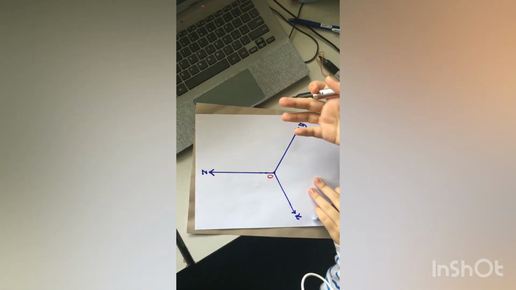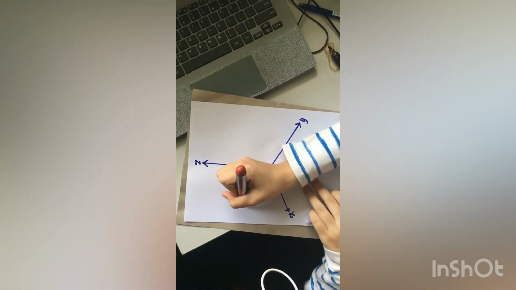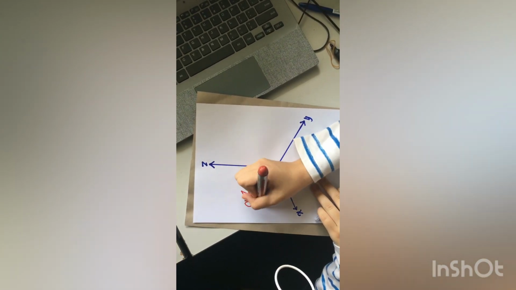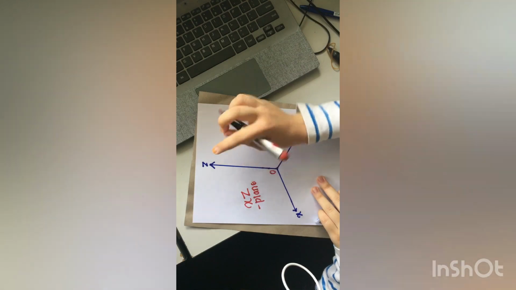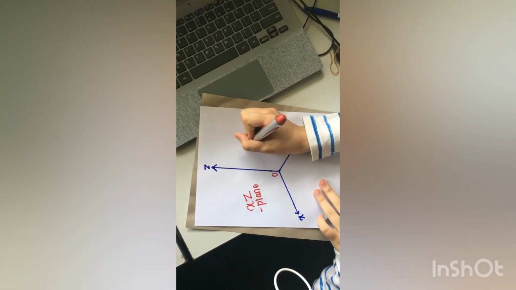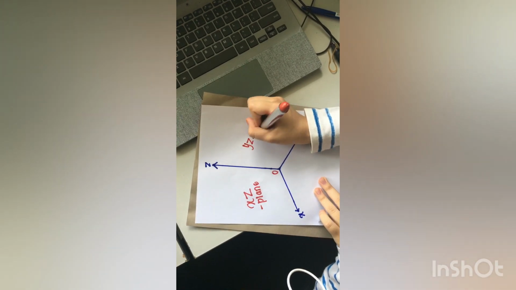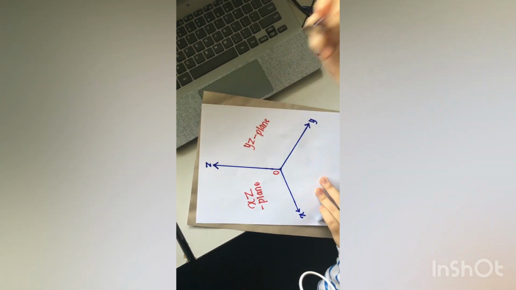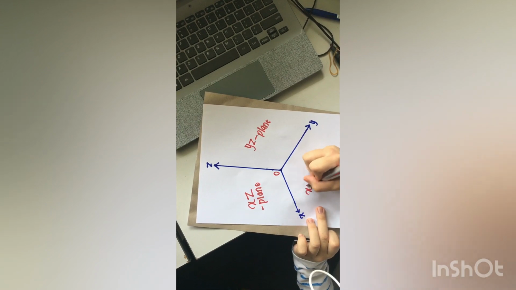So where is the xz plane? This is the xz plane. And then this is the zy, so it will be the yz plane. And then here will be the xy plane.